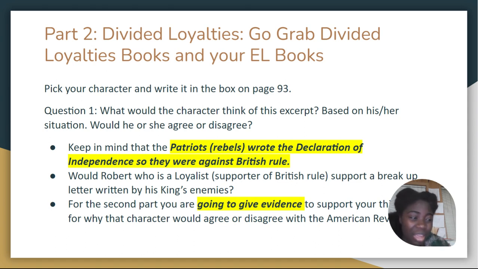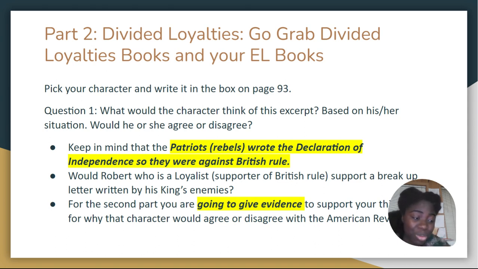And what would they think about a rebel-written document, right? Would Robert, who is a loyalist, meaning a supporter of British rule, support a breakup letter written by his king's enemies? Because that's what the Declaration of Independence is, basically. It's basically a breakup letter. They're like, we don't want you anymore, right? If he's a loyalist and a supporter of the British crown, would he support the Declaration of Independence? No.